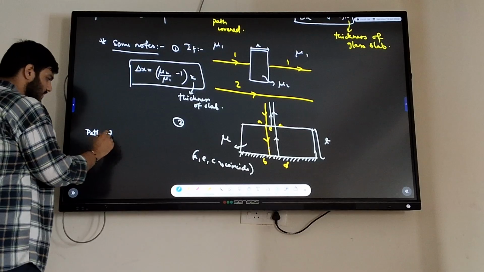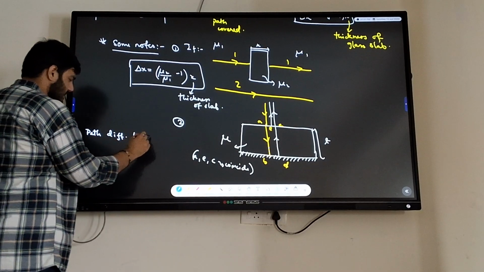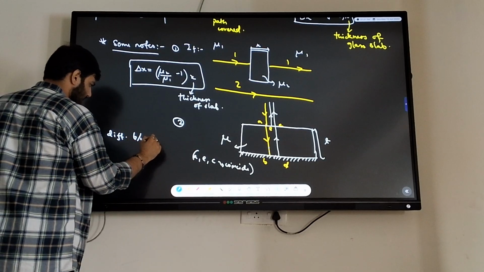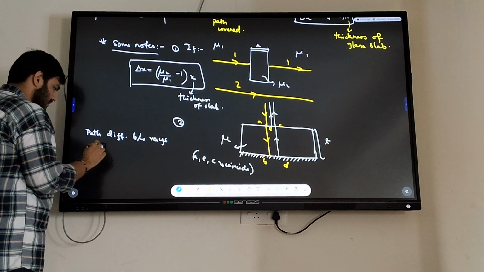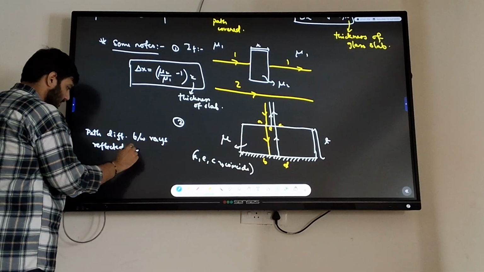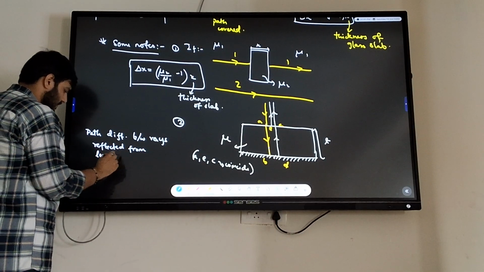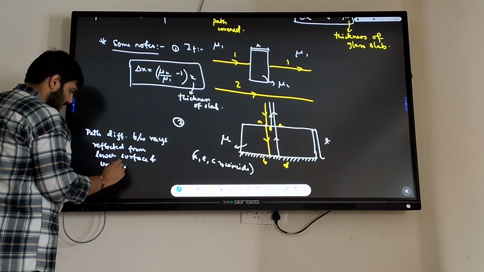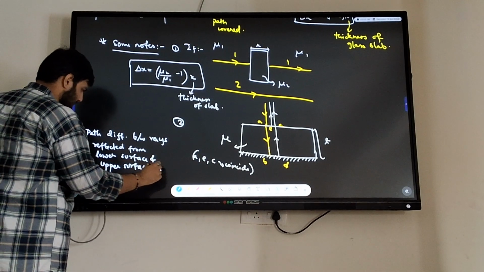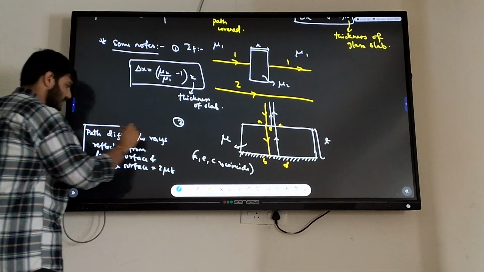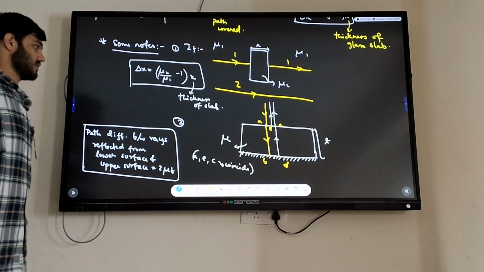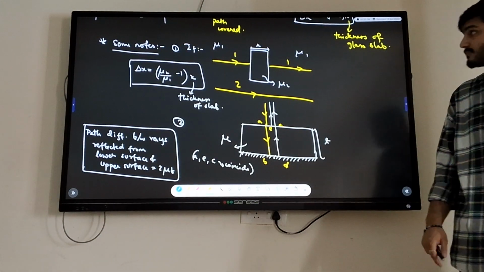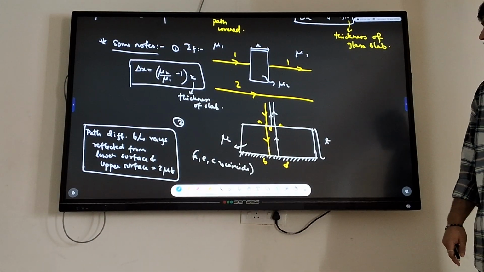Path difference between rays reflected from lower surface and upper surface is equal to 2 mu t. Remember this. Is it okay with you?